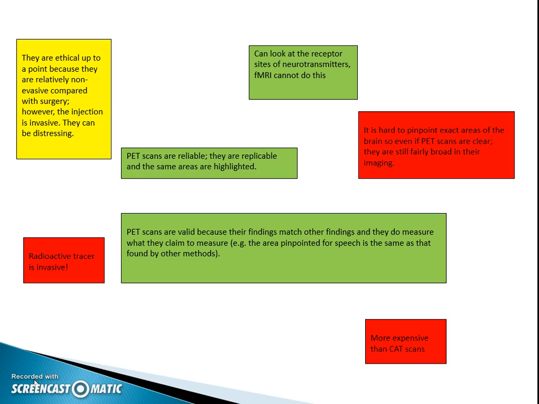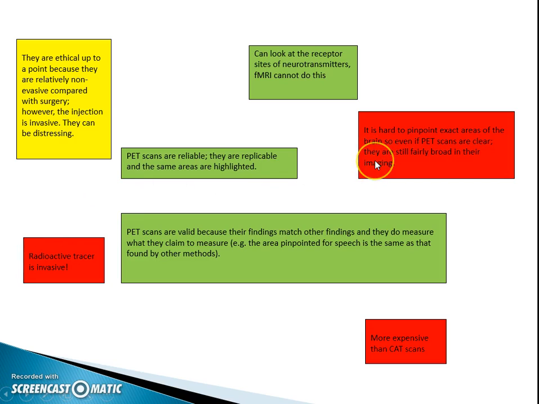These are some of the strengths and weaknesses of PET scans. So we can look at receptor sites of neurotransmitters, which fMRIs, which we're going to get into in a moment, can't. PET scans are reliable, they are applicable, they are objective, they are scientific. Remember, it's objective because we are measuring a solid object. We are measuring something that really exists, rather than trying to measure a personality construct or anything like that, we are measuring an actual physical thing. Weaknesses: it's obviously invasive and possibly harmful because we're injecting you with a radioactive tracer.